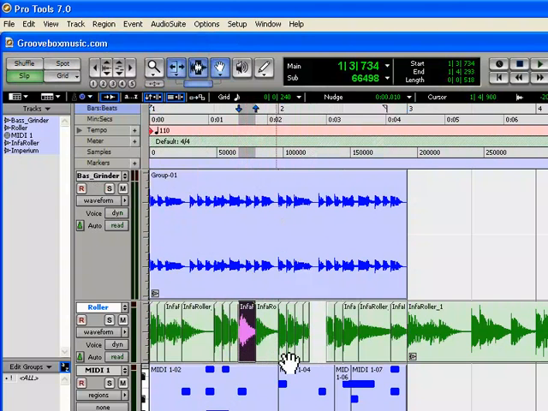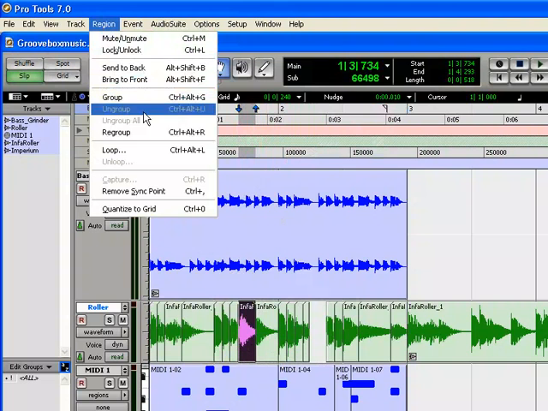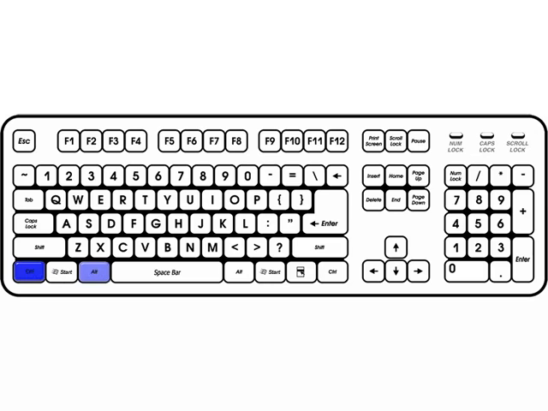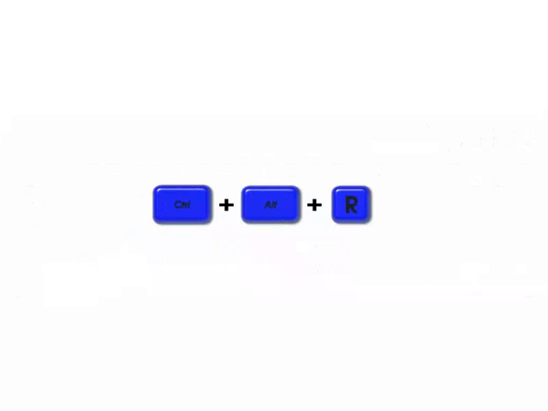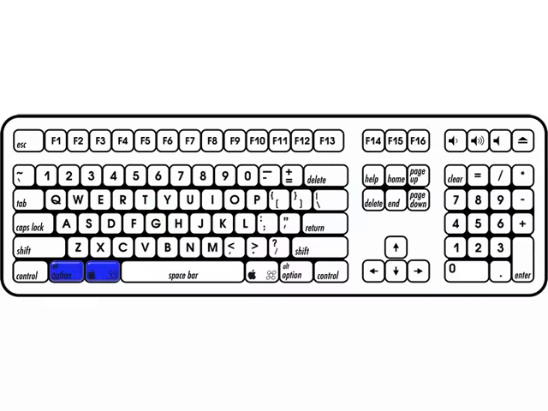If you want to quickly regroup the regions after you make an edit, just go to the Region menu and choose Regroup. Or you can use the keyboard shortcut. If on PC, press the Control key, Alt key, and the letter R. And if on Mac, press and hold the Command key, Option key, and the letter R.